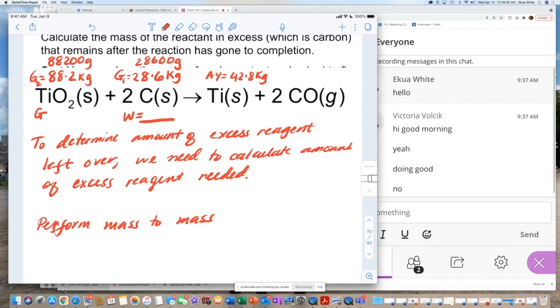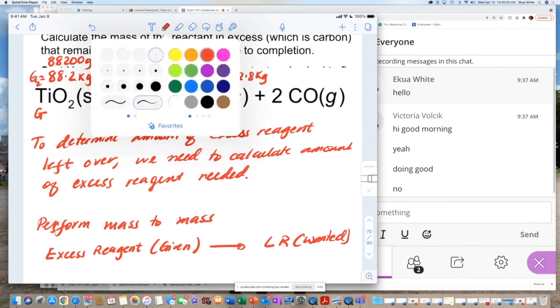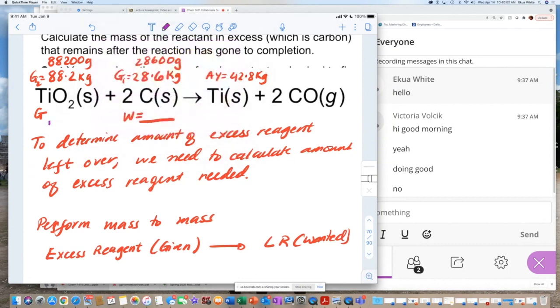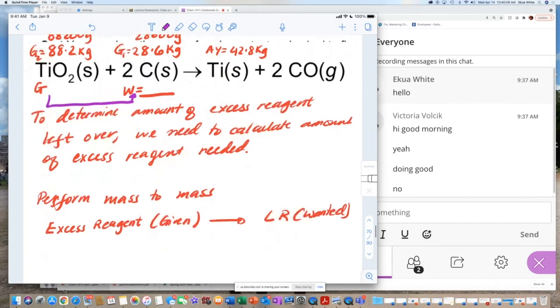Perform mass to mass. Okay, in the mass to mass, we'll start with our excess reagent, and this will be labeled as our given. And then we'll go to our limiting reagent, and this will be our wanted. So I'm going to do this last pass right here. Let me label it a different color. How about purple? From here to here, because what we are landing on is what we're trying to figure out. So do I have these masses? Yes, I do.